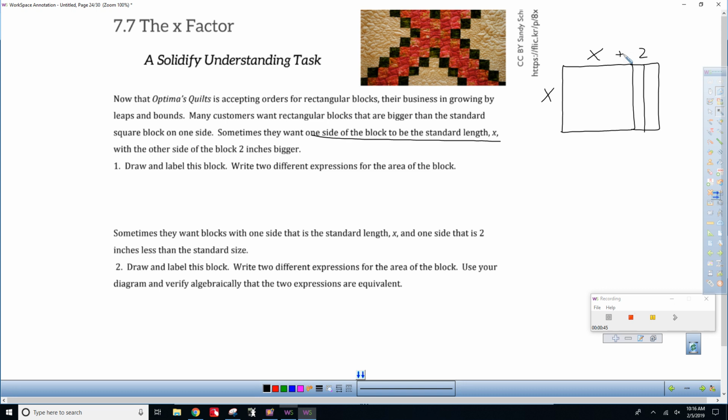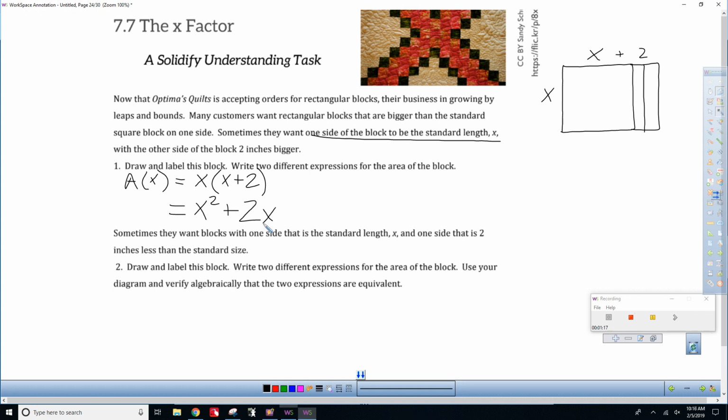Done. Write 2 different expressions for the area. So the area of this block in terms of X could either be X times X plus 2, or you could rewrite that as X squared plus 2X. Very good. Okay?